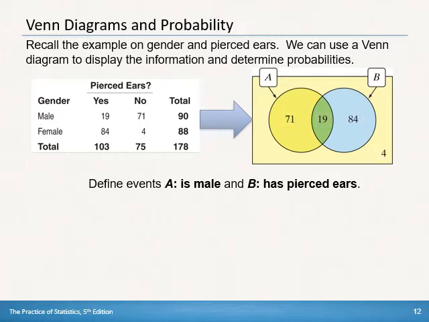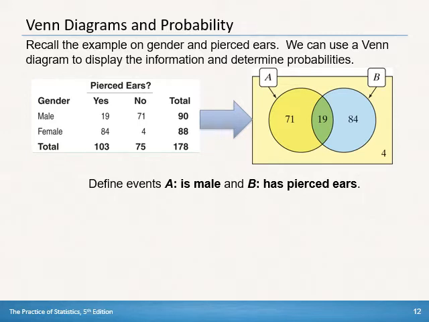All right, so you can see that the yellow crescent means you are male but don't have pierced ears, right? That's the 71. Together, the 19 and the 71 make up the total of 90 males. The blue crescent, 84, that's females that have pierced ears. Together, the 19 and 84 add up to all the people that have pierced ears. So the one circle represents event B, so that's 103 people that have pierced ears. And then, of course, the green intersection is both male and having pierced ears. So it's the overlap of them.